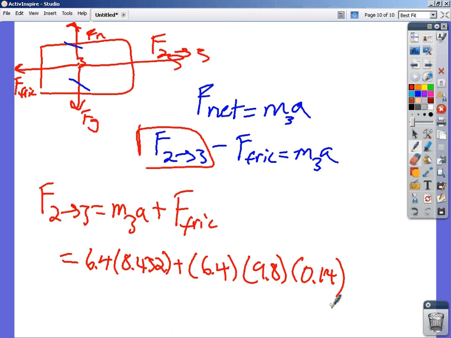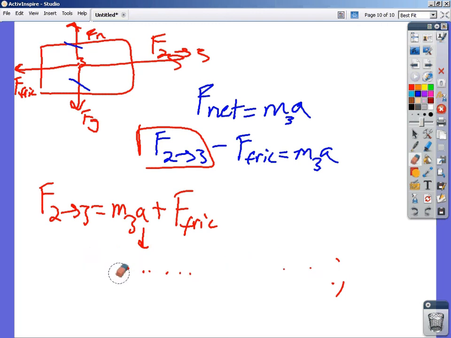I'll write this using variables so you're not confused. So this is the mass of block 3 times the acceleration you found in part 1, plus the force of friction, which is m, in this case number 3, so we're looking at block 3, mg, and then your mu. That's where I got all those numbers from. So basically all you have to do is plug in the numbers: the acceleration you solved for, the mass is given, g is 9.8, and the coefficient of friction is given as well.